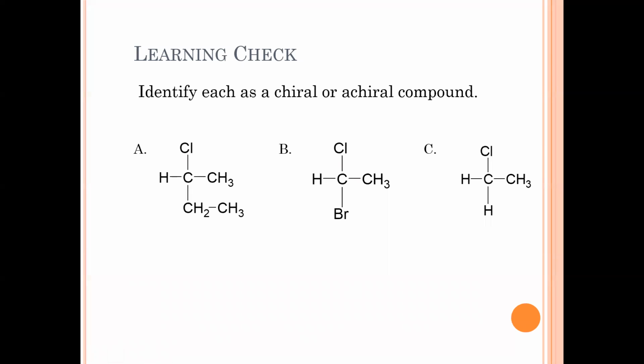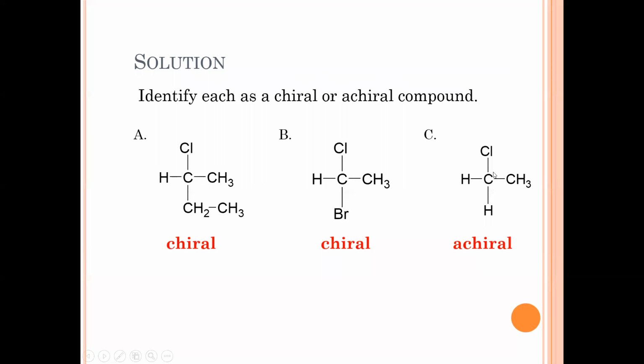So here's that carbon. We have 4 different groups attached. This carbon is considered chiral. I gave you the answer, whoops. In this case, again, 1, 2, 3, 4 different groups. This carbon is chiral. Here we have identical groups. So this is achiral, or not chiral.